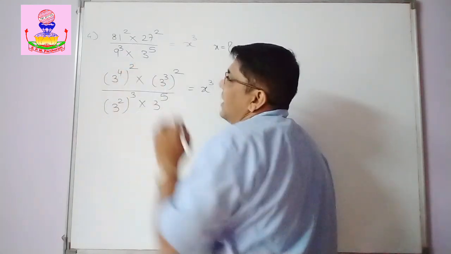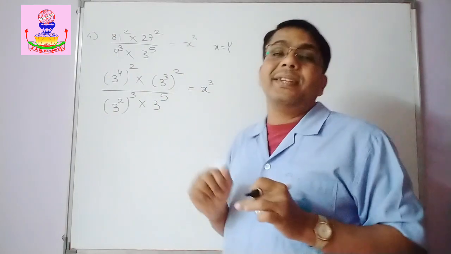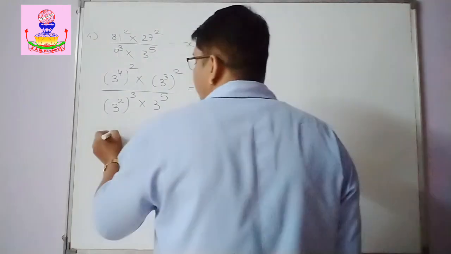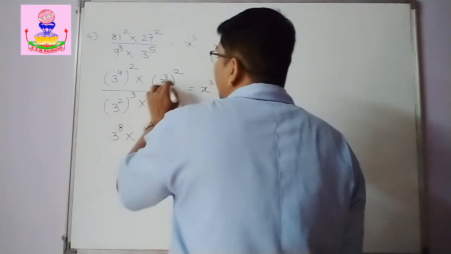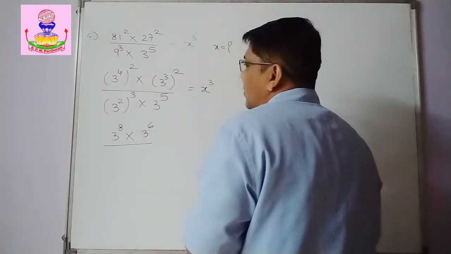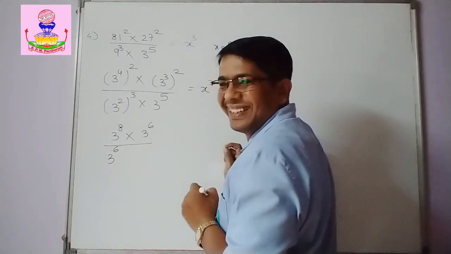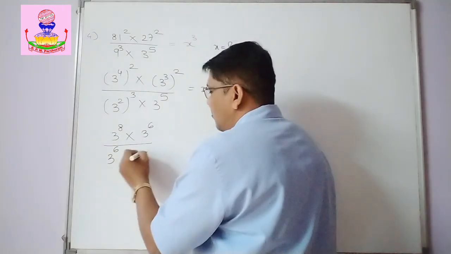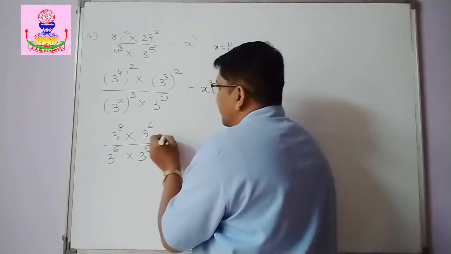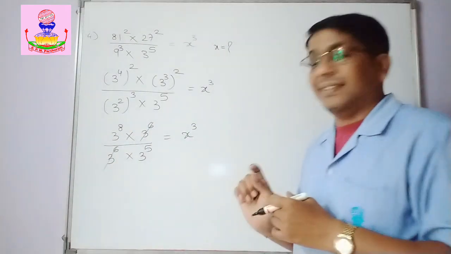Now 4 2s are 8. A raised to m whole raised to n is equal to a raised to mn. First we will use that law. So 3 raised to 8 into, this I will write as 3 2s are 6, so 3 raised to 6, and again 3 2s are 6, so 3 raised to 6, into 3 raised to 5, that is equal to x cube. Now 3 raised to 6, 3 raised to 6 cancelled.